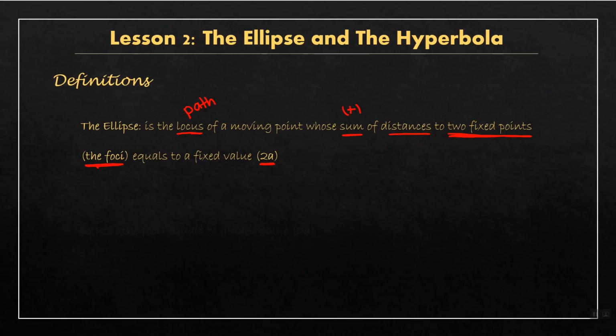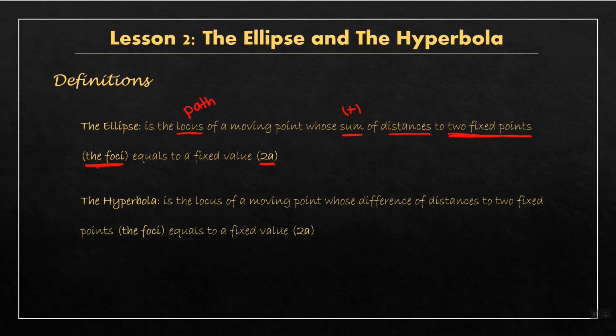Now, the second conic section that we will take an interest in this class is the hyperbola. Look at the differences between the definition of the two. The hyperbola is the locus of a moving point whose difference. So instead of sum, this time we have a difference. Difference of distances to two fixed points, the foci, equals a fixed value, which is 2a. It's exactly the same definition, except that this is the sum and this is a difference. Now in the book, these are two different lessons, but I prefer always to teach them as one lesson because these two shapes have a lot of similarities, and we can use these similarities to get used to them pretty quickly.